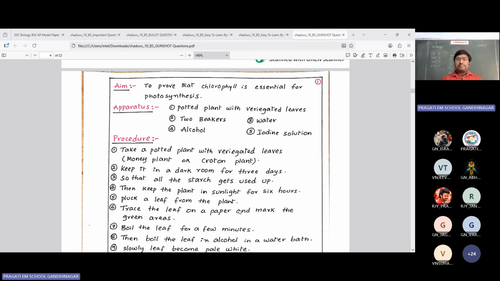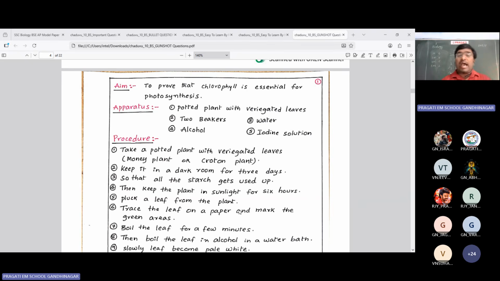But in previous papers and recent model papers, they are giving direct questions on experiments. See, children, what is the aim of this experiment? To prove that chlorophyll is essential for photosynthesis.